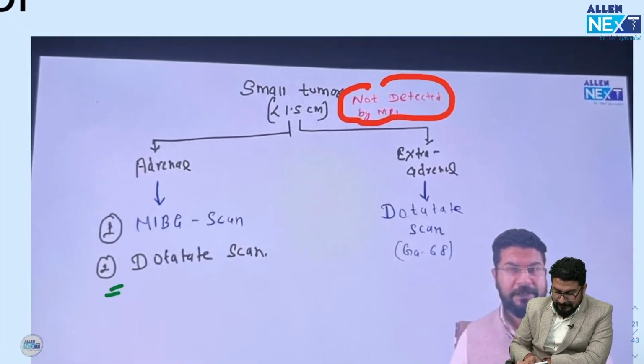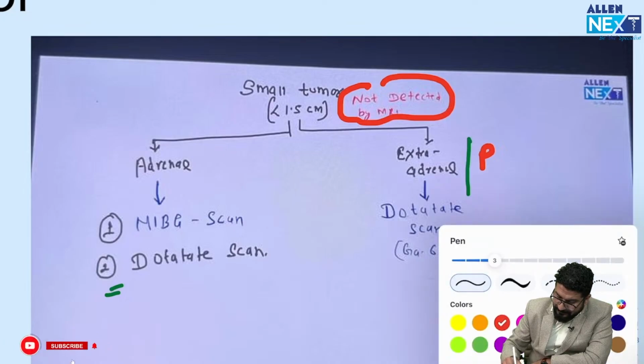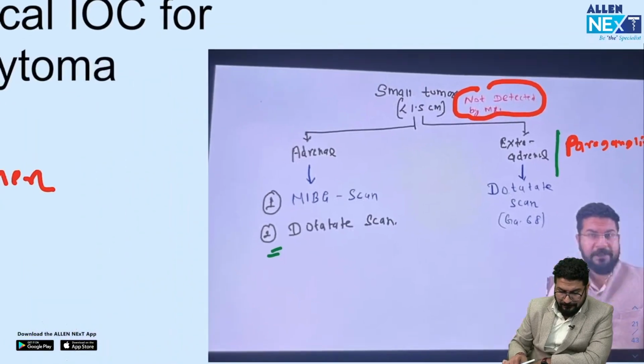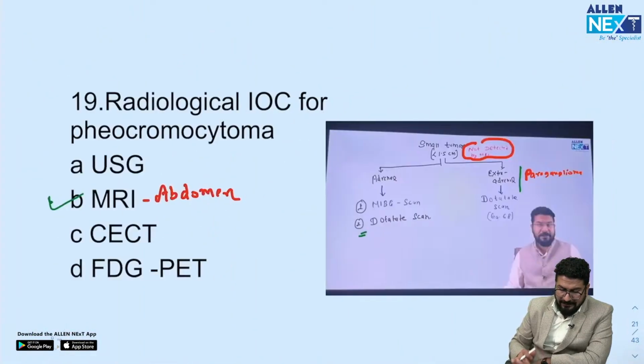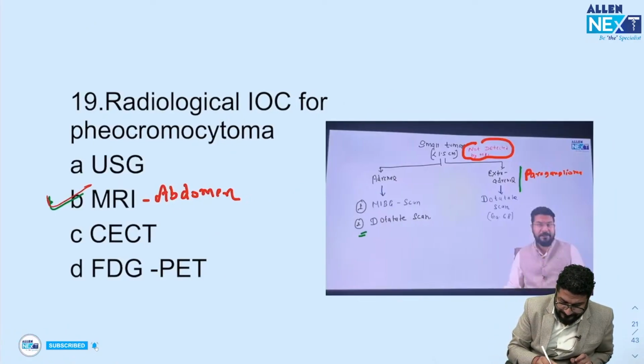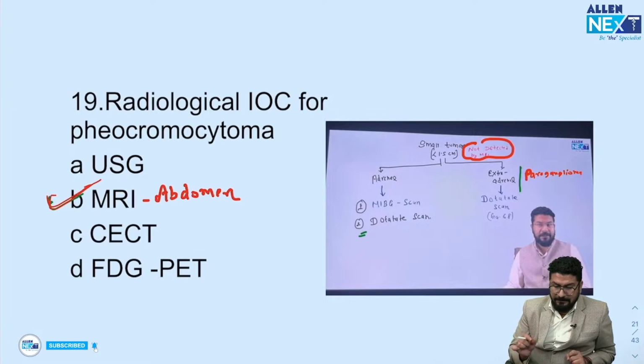Is it clear? Even for extra-adrenal pheochromocytoma, which we call paraganglioma, we straight away go for a DOTATATE scan. We have discussed this also. Here they are just asking about the investigation of choice, so first we will do MRI. Am I clear? MRI. Suppose in this question I ask for the radiological investigation for a smaller pheochromocytoma, then the answer will become MIBG scan.